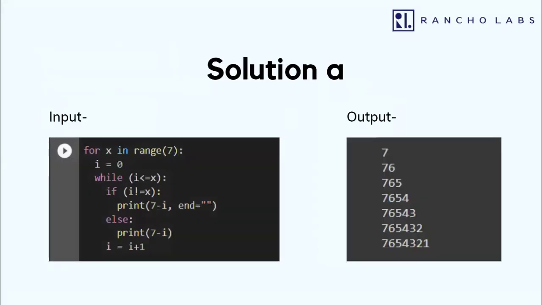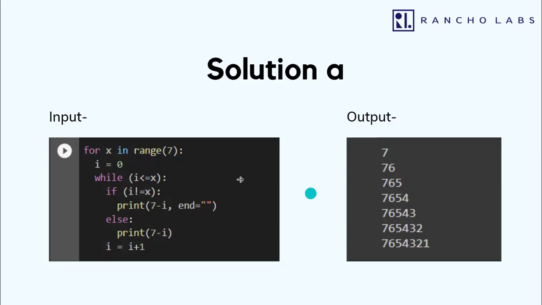Yeah, this is the solution. For x in range of 7, because we are taking the outer loop as 7. Here if you see, there are 7 lines. So each line represents the outer loop, and every line will represent the inner loop. As we have 7 lines here, we are taking the outer loop for the range of 7, and for each line we have to start from 7.